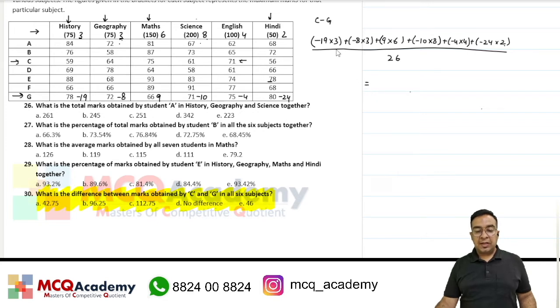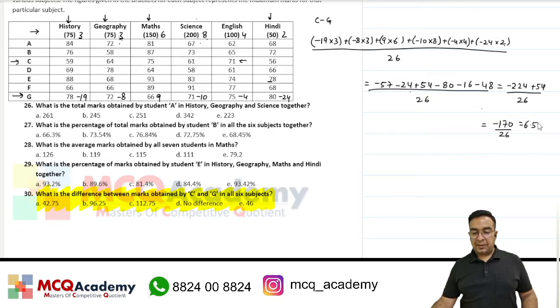So this is equal to 19 into 3, minus 57. 8 into 3 is minus 24. 9 into 6 is 54. 10 into 8 is minus 80. 4 into 4 is minus 16 and 24 into 2 is minus 48, whole divided by 26. इनको जब ऐड अप करते तो हमें वैल्यूज क्या मिलती हैं, देखिए माइनस का होगा 224 प्लस का हुआ 54, whole divided by 26. So this value is equal to minus 170 divided by 26. This is equal to 6.53.